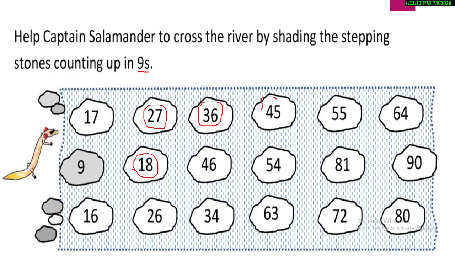Okay. 9 6s are, anyone who can tell me that? 9 6s are 54. Okay, then it needs to jump over here. And then 9 7s are? 9 7s are 63. So if you know the table, then you can help this captain. Okay, just don't forget this. Okay, now 9 8s are? 9 8s are 72. So let's make it jump over here. 9 nines are 81 and 9 tens are 90. Okay, only in this way Captain Salamander can cross the river.